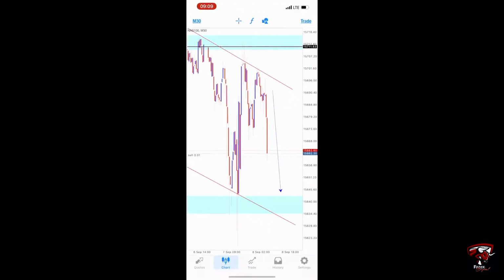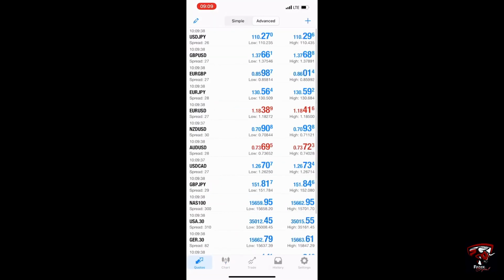Now let me enter more trades because the setup looks like a confirmed sell. So I'm entering more trades, guys. You know the vibes. Lot size 0.01.